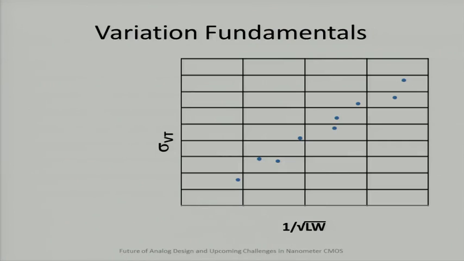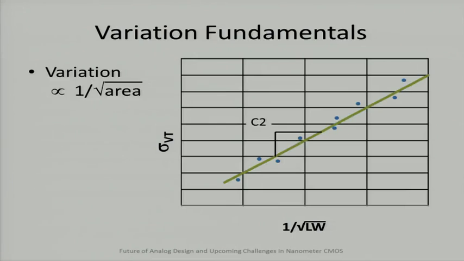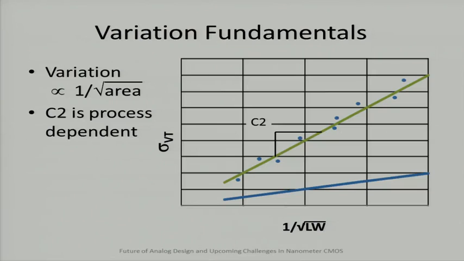If I just plot sigma VT versus 1 over square root of area, you get numbers like this, and we draw a line through that and find that, in general, this is a good description of the variation that you get. That C2 coefficient is process dependent. That's the good news. The device engineers are out there trying to make it better.